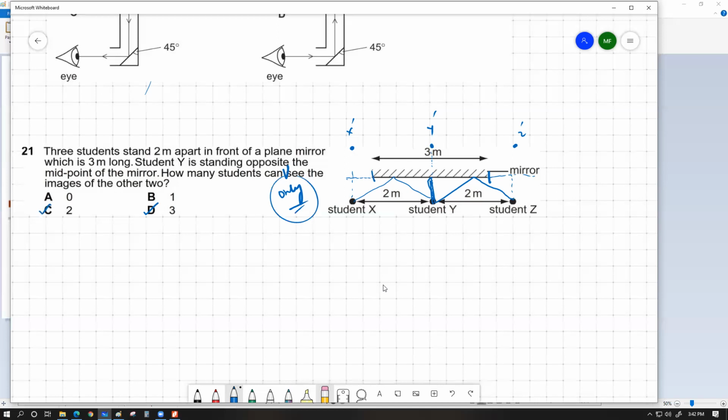And then the third option: how many students see the image of themselves? That would be only 1. Student Y sees their image only. X and Z do not see themselves.